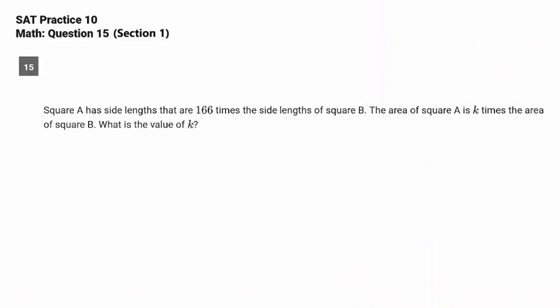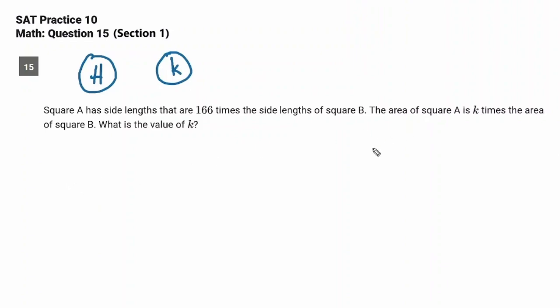We're on SAT Practice Test 10, Math Section 1, Question 15. What's the level of difficulty here? Most people are going to find this hard, but not you, as long as you plug in. Square A has side lengths that are 166 times the side lengths of square B. The area of square A is k times the area of square B. What's the value of k? So what are we looking for? K, write it down and circle it. And how do you know this is a plug-in?